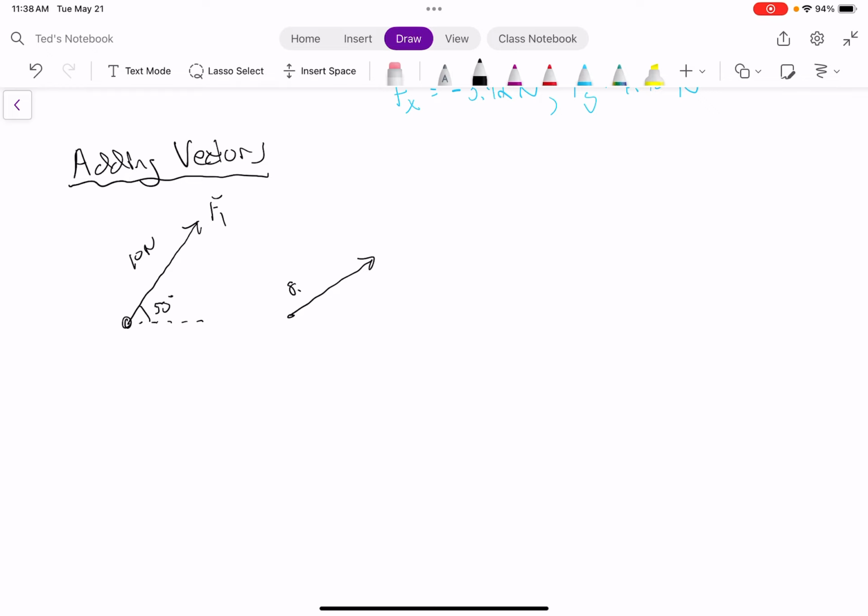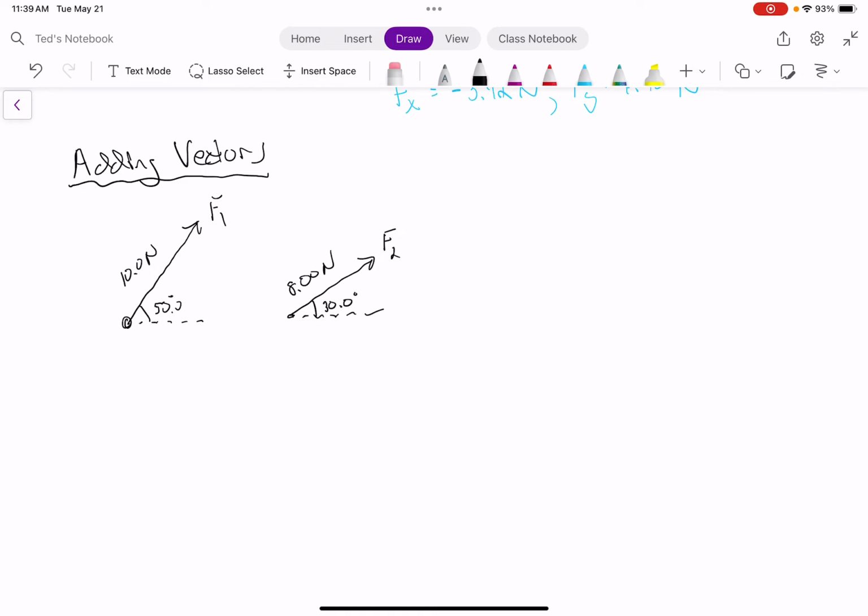So this will be 8.00 newtons, and this will be 10.0 newtons. And 50.0 degrees, and this one can have an angle of 30.0 degrees. And we'd like to add those two forces together, and I want to be clear that the answer is not 18 newtons. Because the vectors point in two different directions, we cannot just add their magnitudes.